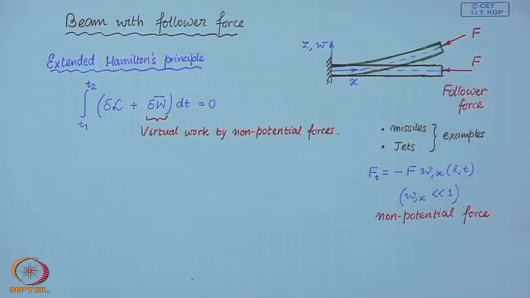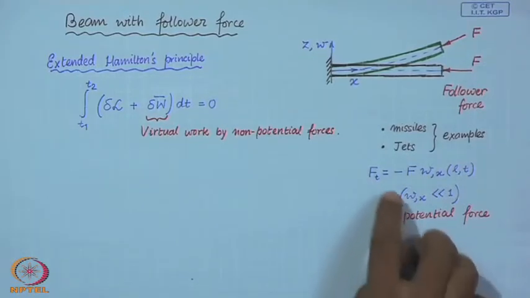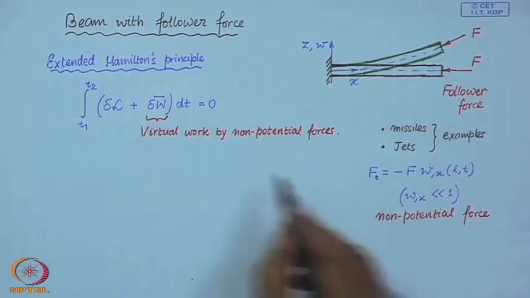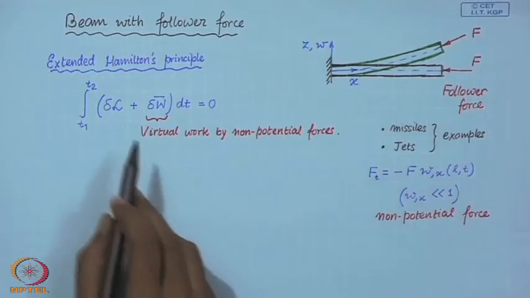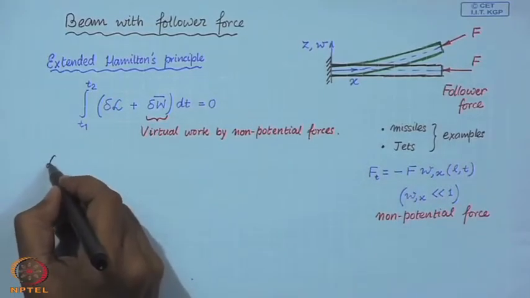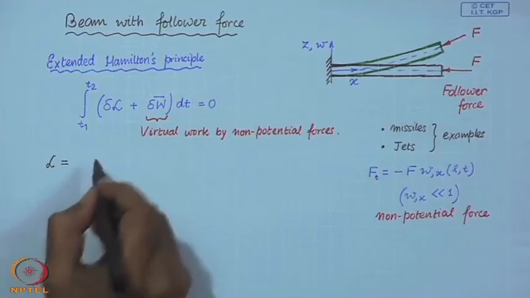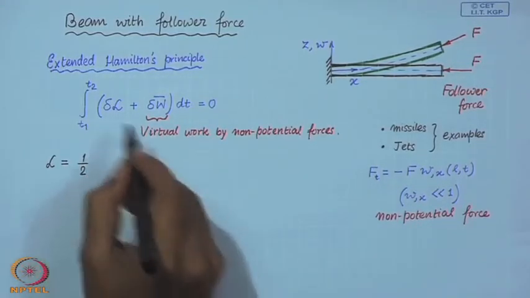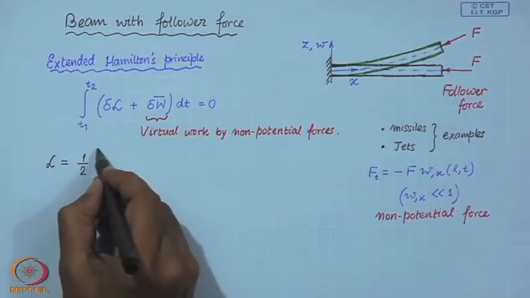So, in our case we have this as the non-potential force, and we must include the virtual work done by this force. Now, let us first write down the Lagrangian. So, this is 1/2. So, we have the kinetic minus potential energies.